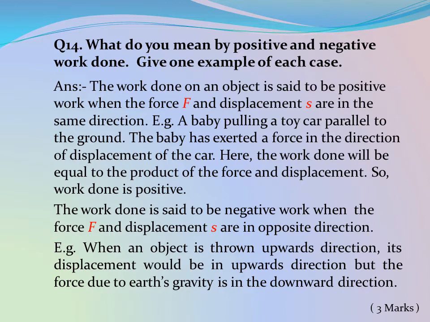The work done is said to be negative work when the force F and displacement S are in opposite direction. Example: when an object is thrown upward direction, its displacement would be in upwards direction, but the force due to Earth's gravity is in the downward direction.